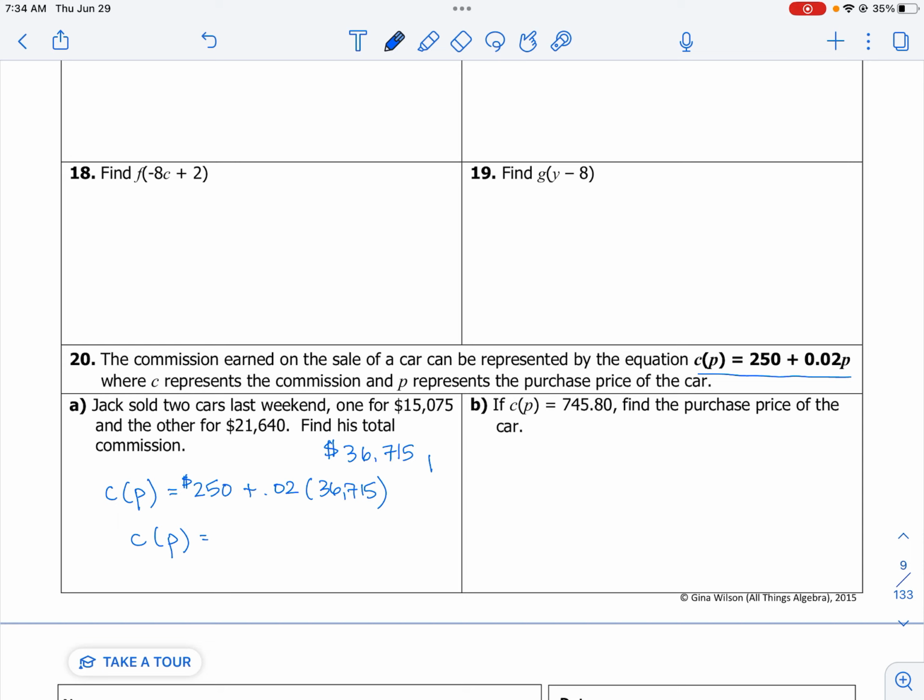In B, we're given C of P, $745.80. That's how much he made. So we're plugging that in for C of P, the commission, in part B, and then just solving for P now, trying to find out how much he sold.